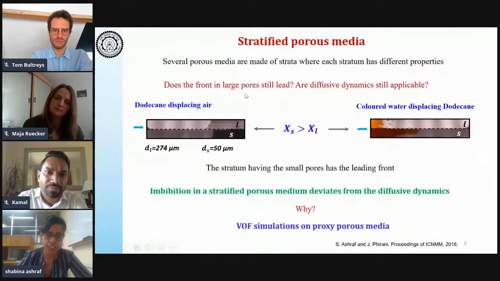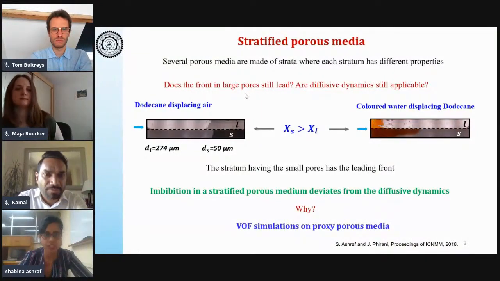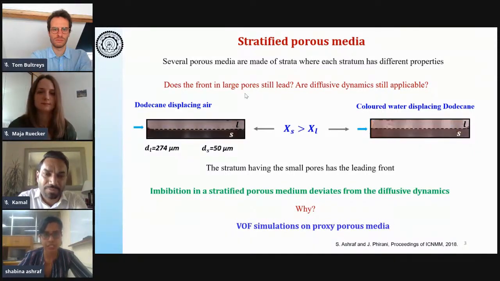But the real porous systems that we encounter, like in oil reservoirs or soil horizons, are made up of several layers, and mostly they are not homogeneous. In such cases, these strata have different properties, different pore sizes, different capillary pressures and permeabilities. In such cases, are the diffusive dynamics still applicable, which are applicable for homogeneous porous systems? And in those cases, will the fluid front in the large pores still lead?